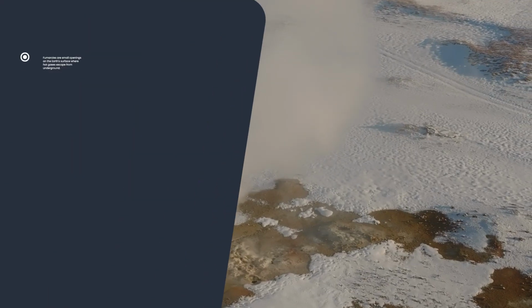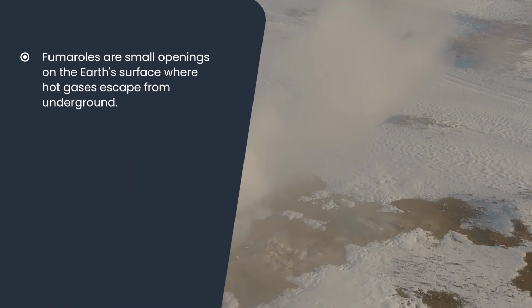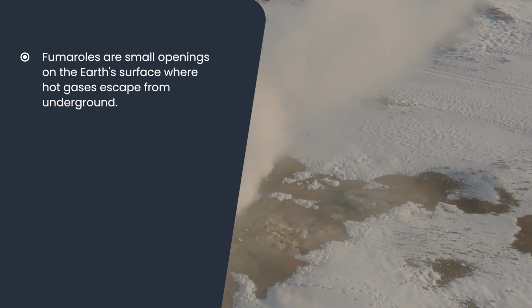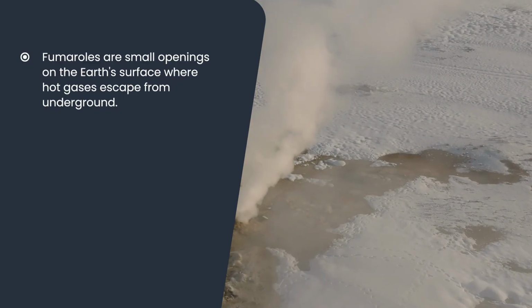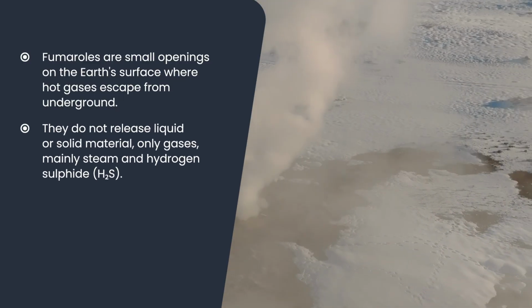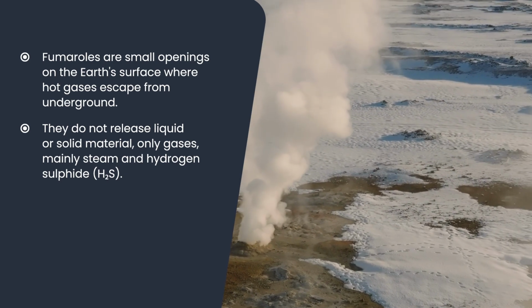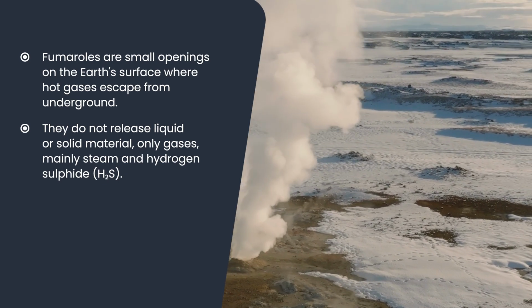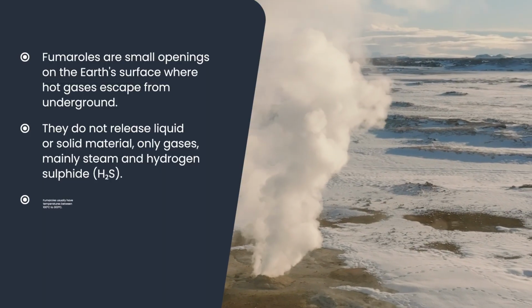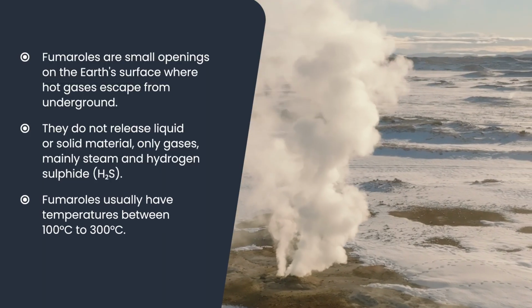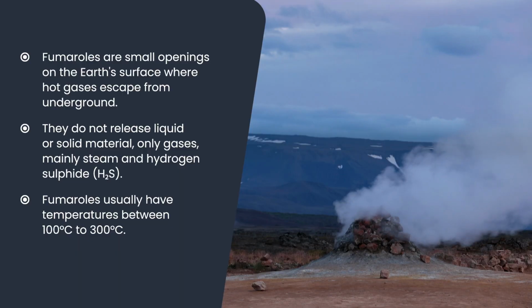The fumaroles are small openings on the earth's surface where hot gases escape from underground. They do not release liquid or solid material, but only gases, mainly steam and hydrogen sulfide, and the fumaroles usually have temperatures between 100 degrees centigrade and 300 degrees centigrade.